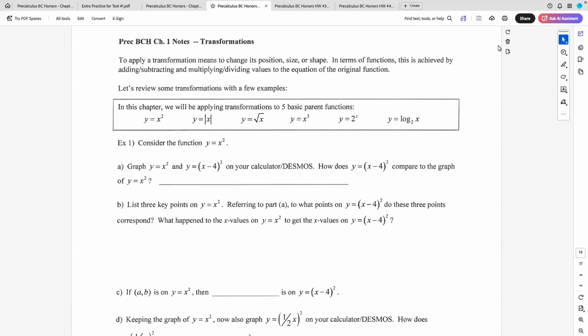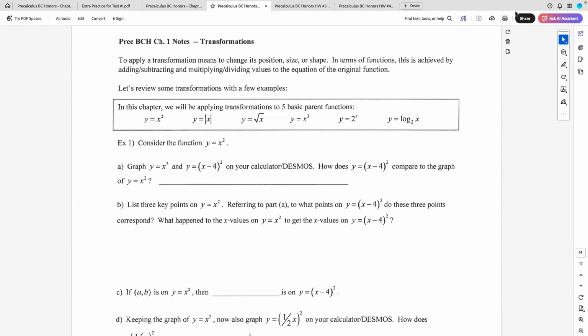We have some parent functions: x squared, absolute value of x, root x, x cubed, 2 to the x, log base 2 of x. And we just want to see what happens when you do these changes. We could pull up Desmos, but I think we can gather what's going to happen. If you have y equals x squared compared to y equals (x minus 4) squared, what's the transformation you're going to see?